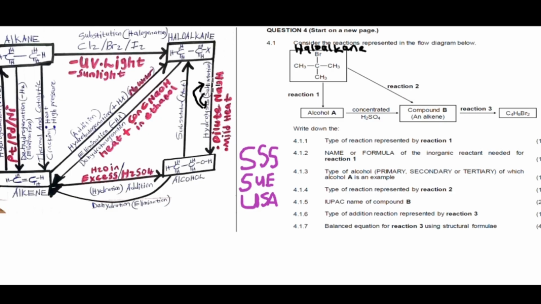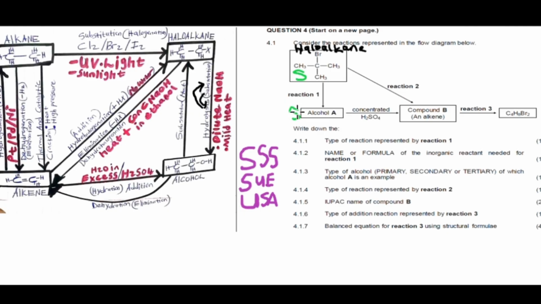But what type of substitution is that? It's going to be hydrolysis. Remember, how did you determine that this is substitution? Remember, my haloalkane here is saturated. So this compound is saturated. It is saturated. How about the alcohol? The alcohol also is saturated.